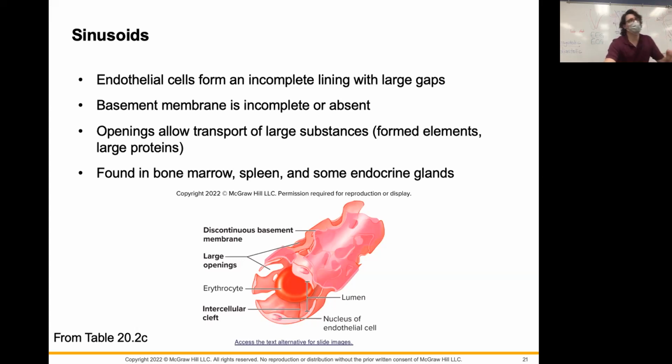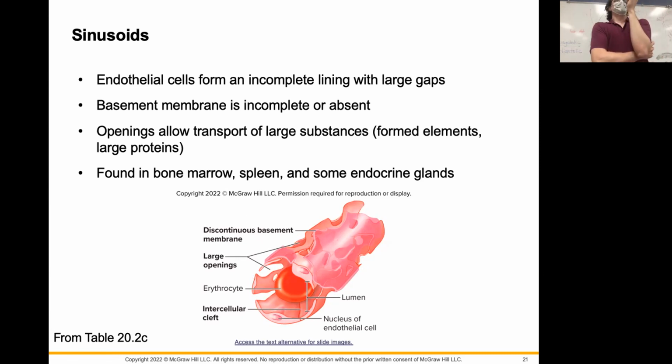Okay. So what we're going to see here are large openings, or sinusoids, in the places where we make the cells, so in our bone marrow. That's because we need to get cells into the bloodstream. The basement membrane is actually fragmented in these sinusoids. That's to make sure that we have openings large enough to get complete cells from out of the blood into the blood, okay?